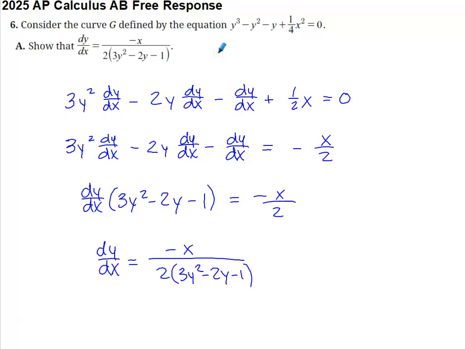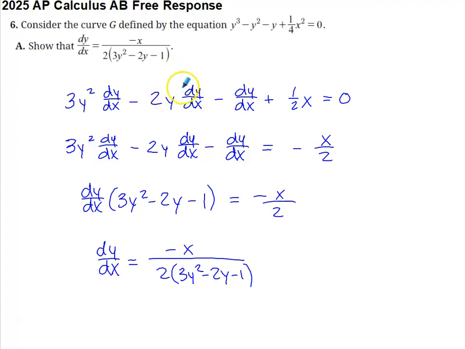So when you use implicit differentiation, you need to assume that y is a function of x. When I take the derivative of y cubed with respect to x, I need to use the chain rule. Here's the derivative of the outside function with the inner function left inside. I'm finishing my chain rule by multiplying by the derivative of the inner function. I'm using a similar approach for the derivative of y squared, so I'm subtracting off the derivative of y squared.